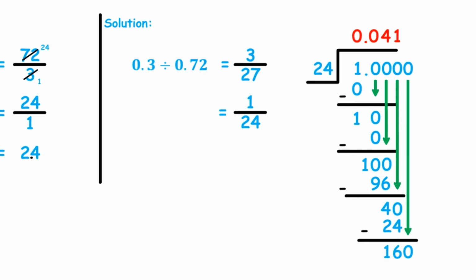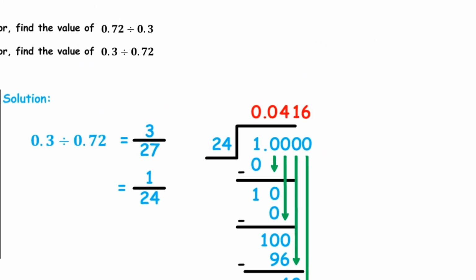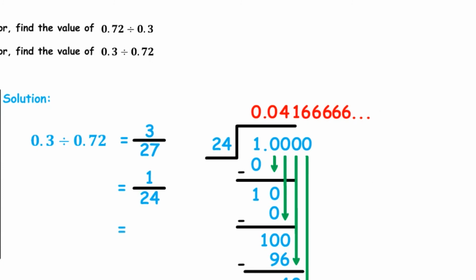160 is not a multiple of 24, but 24 times 6 equals 144. 160 minus 144 is 16. Again we have got 16. It means this portion will repeat again and again. In the quotient, 6 will repeat continuously. Our answer will be 0.416666666666 and so on.